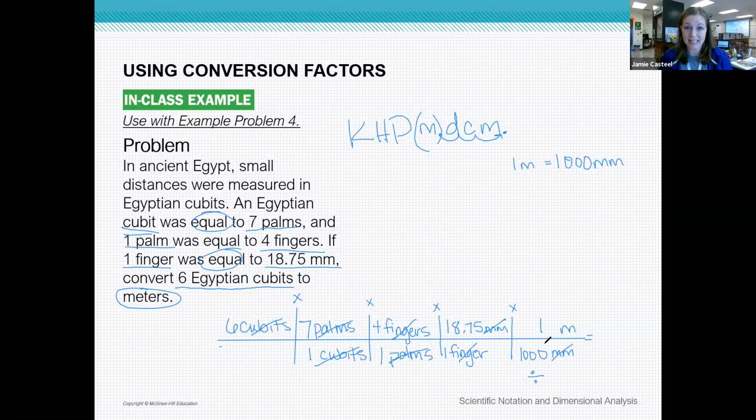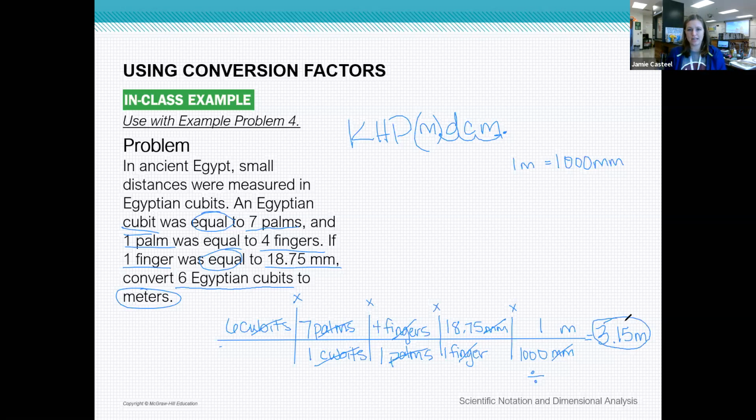Listen as I say this, as I type it in, okay? I'm going to type 6 times 7 times 4 times 18.75. This is what I'm typing in. Now, I'm going to go ahead and hit enter. I get 3,150. And I'm just going to divide by 1,000. You could divide by 1 all day long. It's not going to do any good. The value I get is 3.15. That's not really how I would answer this, but we'll go over that later. 3.15 meters. Okay?